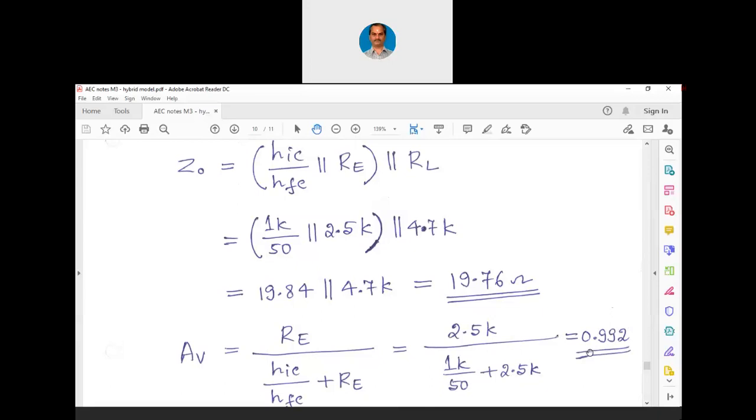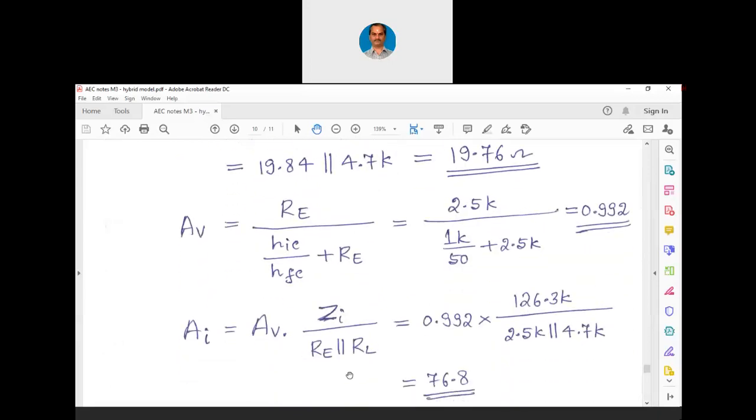Now, current gain is AV into ZI divided by RE parallel with RL. At the output you have RE parallel with RL, at the input you have ZI. I had discussed earlier how to find the current gain: voltage by current is nothing but resistance, that resistance part of output and input. So it is AV into ZI divided by RE parallel with RL. You can also write it as RE parallel with RL into AI equals AV into ZI. That means current gain into output resistance equals voltage gain into input resistance. That way also you can remember the formula whenever you want to find the current gain.